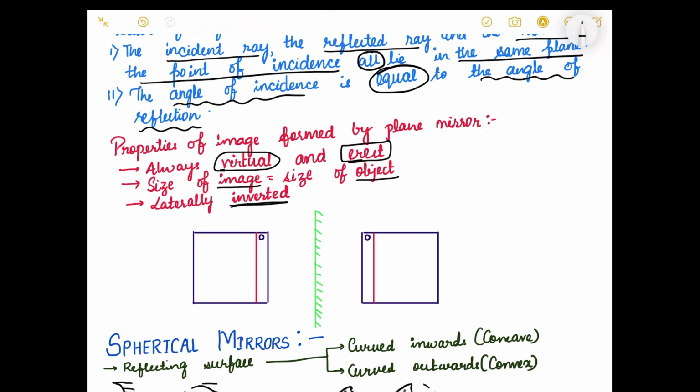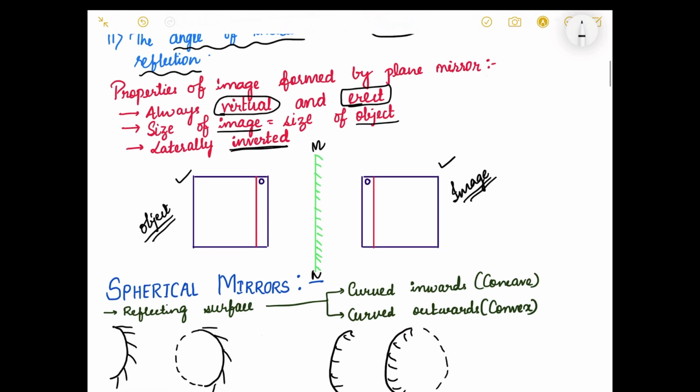Now these are certain properties of the image formed by the plane mirror. Now suppose MN is a plane mirror and the box on the left is the object, then this box on the right represents its image. Now let us discuss spherical mirrors.